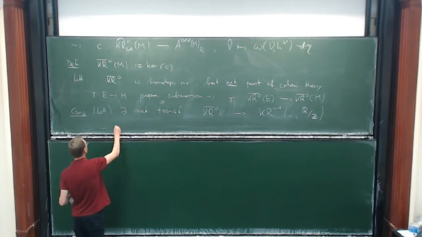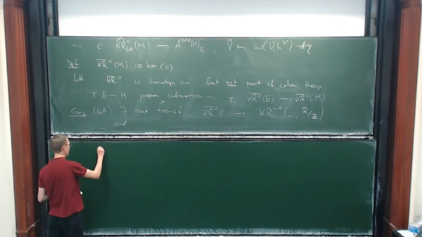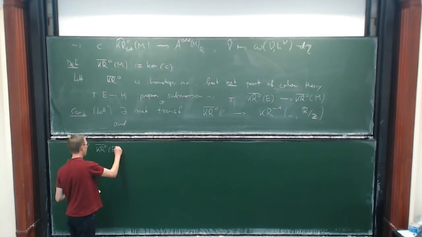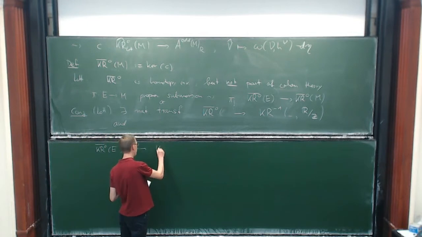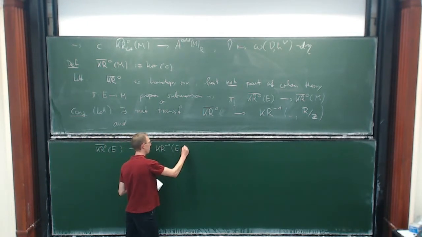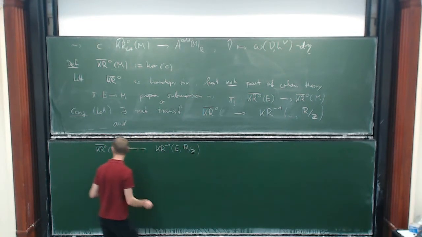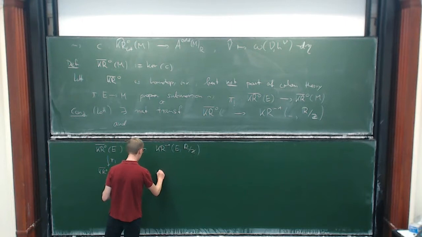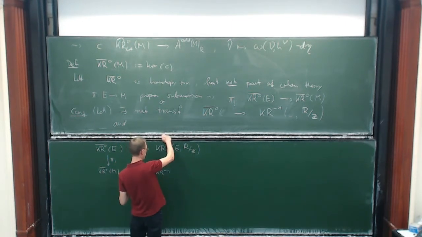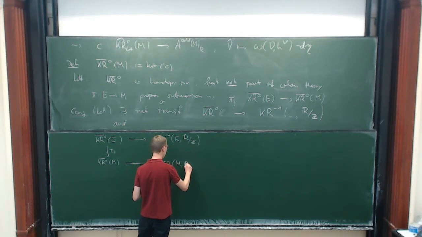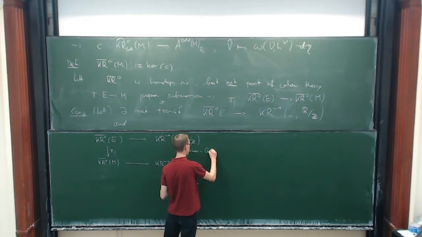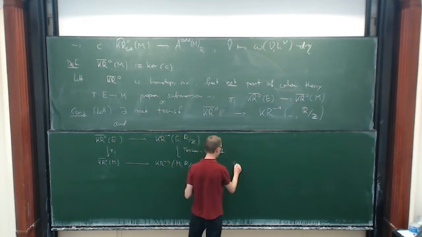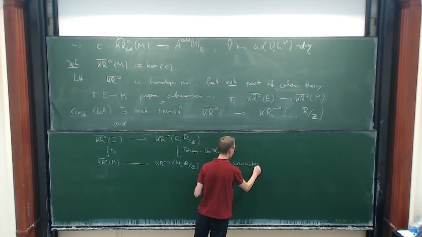So this is the first part of the conjecture, and the second part is, on this diagram, you have KR0 of E, and then you have this conjectured natural transformation to KR minus 1 of E with R mod Z coefficients. And now here you have this push forward map pi lower shriek, KR0 of M. And here you have this transformation to KR minus 1. And here, this map is the so-called Becker-Gottlieb transfer. This is the secondary index theorem.